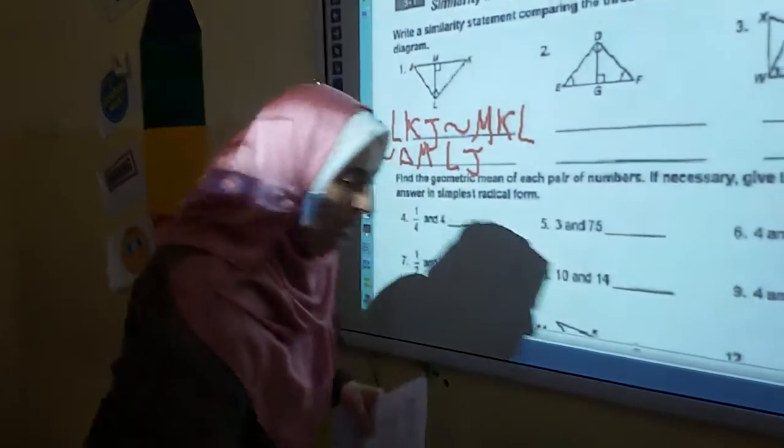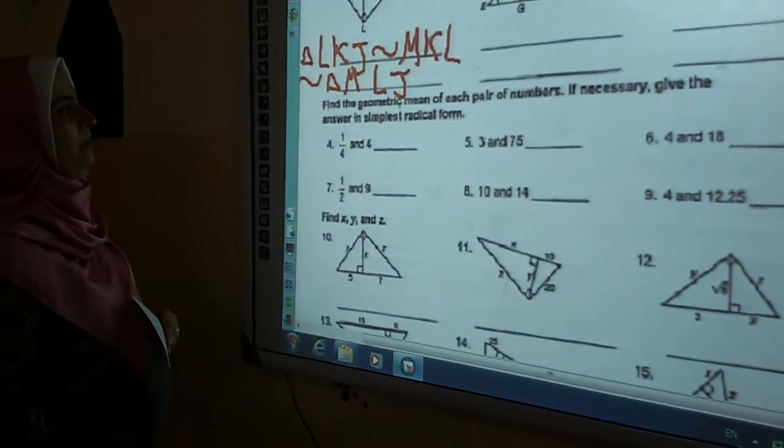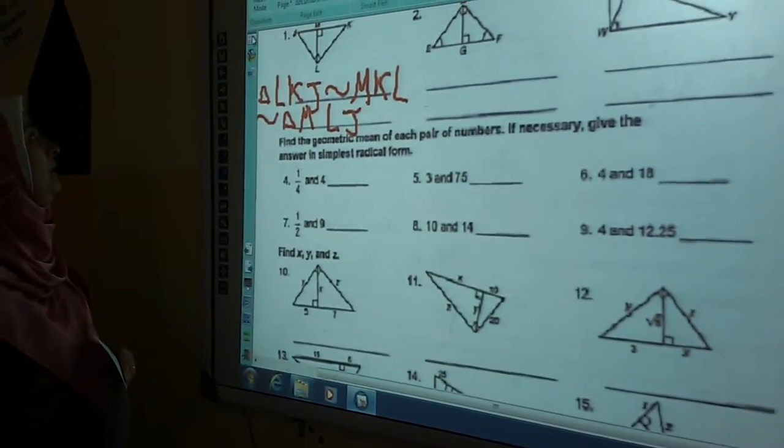Another thing we're going to take in this lesson, the geometric mean. The geometric mean.